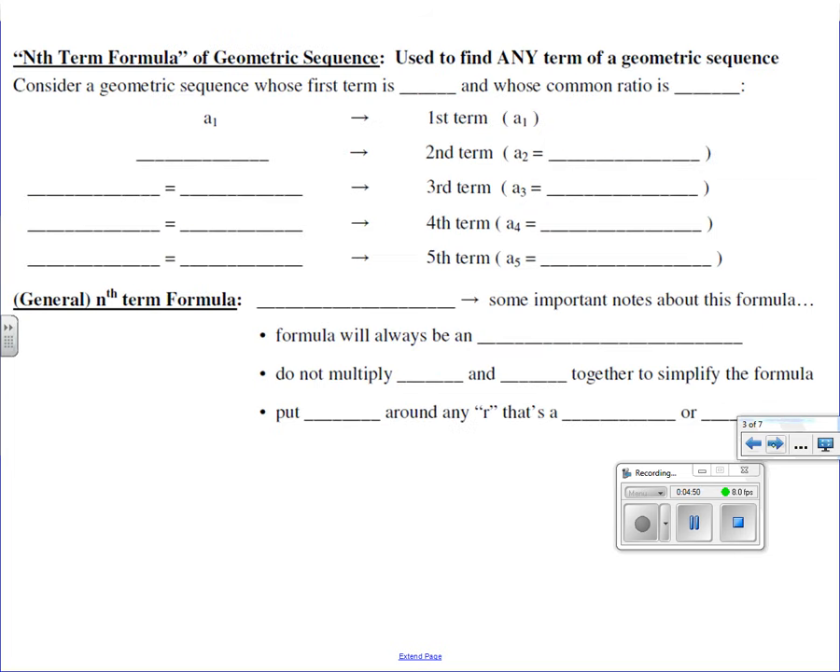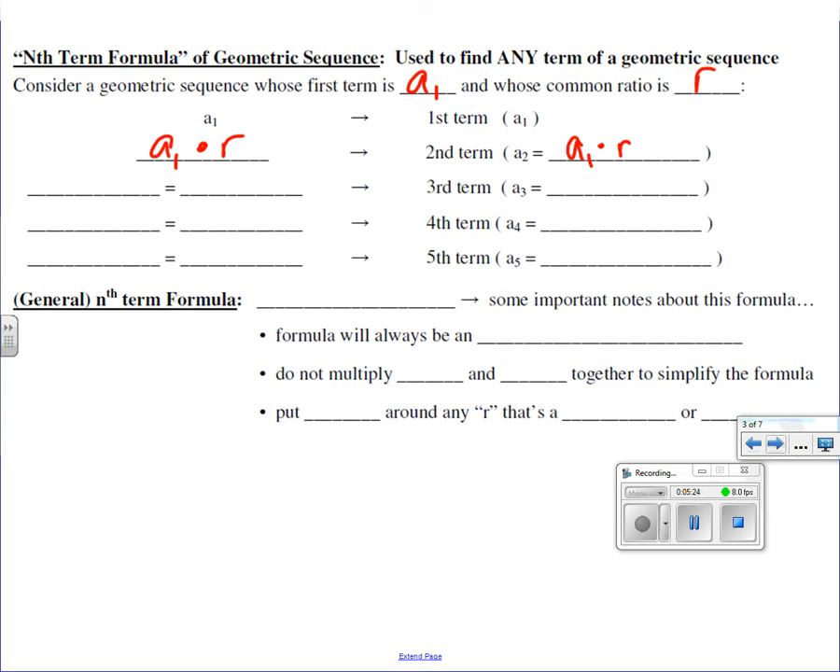This part right here, remember, won't be on a quiz or a test. It's just to show you where the formula comes from. So consider a geometric sequence whose first term is A1 and whose common ratio is R. A1 is the first term. To get the second term, you would take A1 and multiply by R, which is what we just did in an example. We multiplied by R to get the next term.